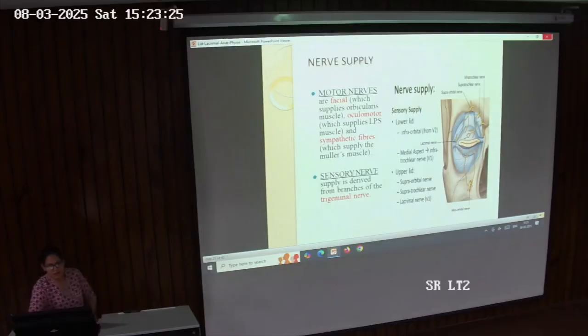Nerve supply: there are two types of nerve supply, motor and sensory. Sensory nerve supply for the upper lid is the supraorbital nerve, supratrochlear nerve and lacrimal nerve, which are from the first division of the fifth cranial nerve, and for the lower lid the infraorbital, and the infratrochlear nerve. And motor nerves are mainly supplied by the facial nerve. The facial nerve supplies the orbicularis oculi muscle. The oculomotor third nerve supplies the LPS muscle, and sympathetic fibers supply the Muller muscle.